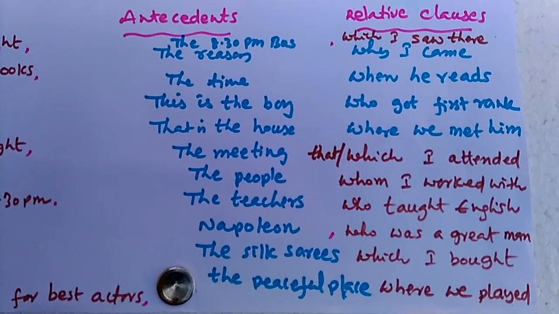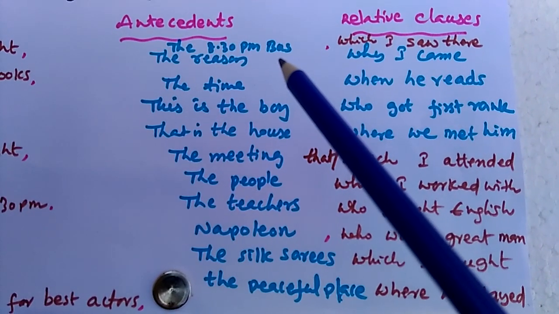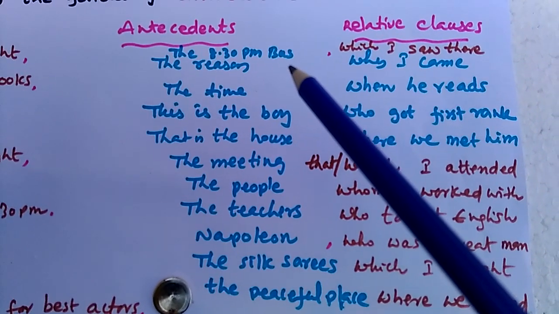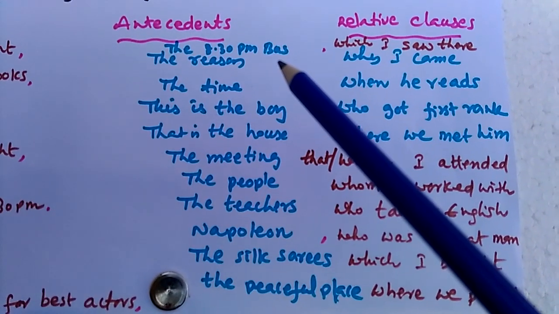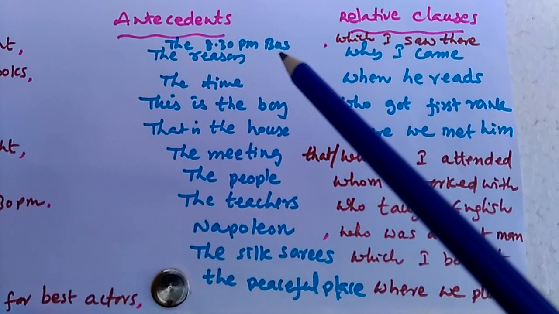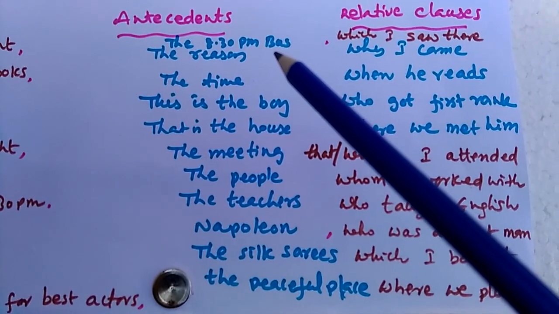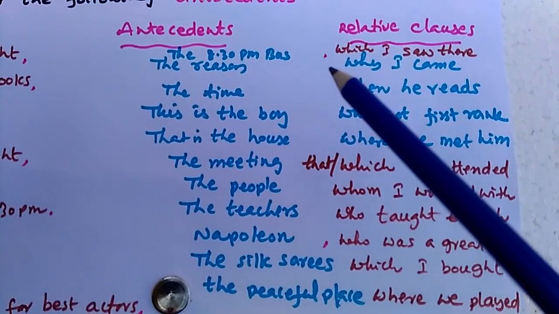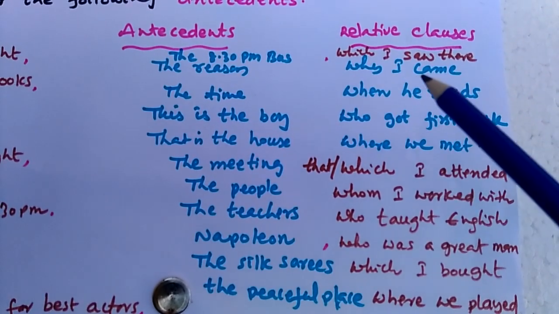Let us have a look at some other examples. "The 8:30 PM bus." When we say "the 8:30 PM bus," then this antecedent is a self-explanatory one. That means it can easily be identified by itself. That means we know which bus it is. So it is a non-defining clause. So it is kept between commas.